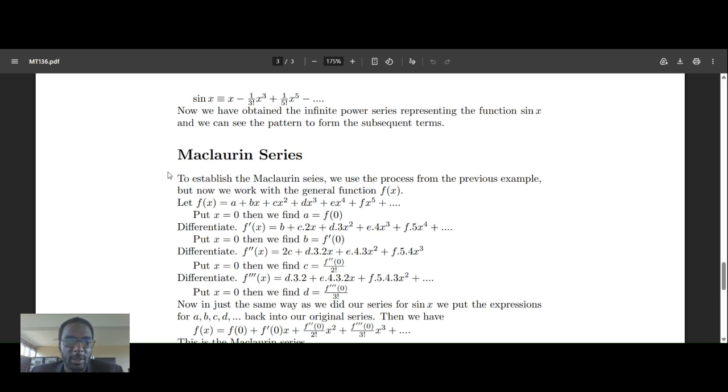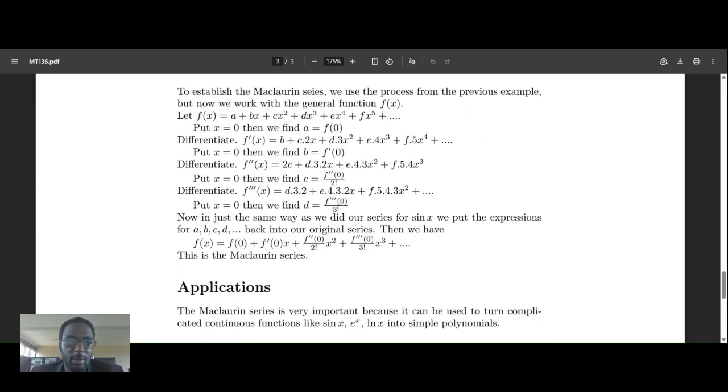Now, to establish the Maclaurin series, we use the process from the previous example, but we now work with the general function f of x. Okay, so let f of x be equivalent to a plus bx plus c x squared plus dx cubed. Then substituting x equals 0 at the first instance, we'll be able to find a, which will be equal to f of 0. And then differentiating and then substituting x equals 0, we'll find b equals f dash of 0.